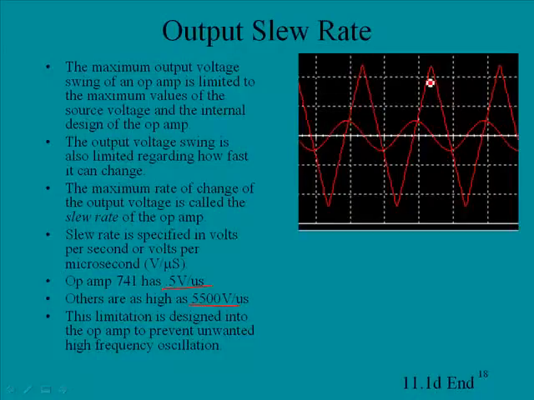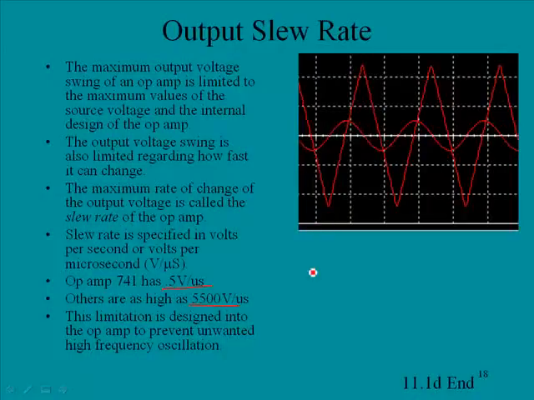Now this is actually a screenshot from Multisim, and the input signal you see here is the nice sine wave here, and this is the output. Now this output is displaying slew rate distortion. The output should look like the input, but the amplitude and frequency is such that the output cannot keep up with the input.